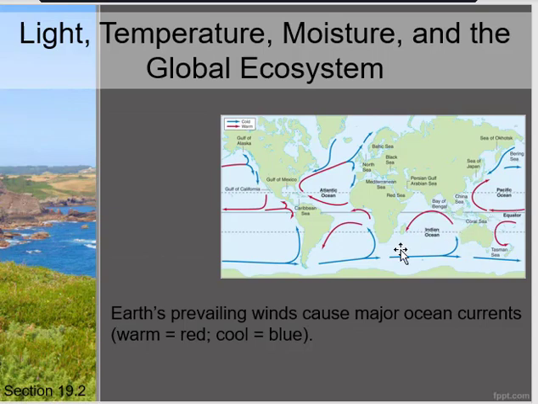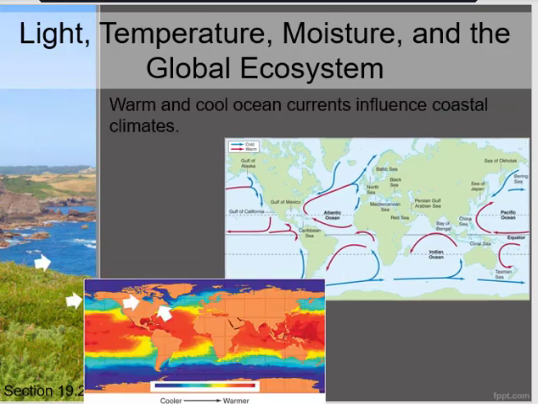So you can see water is constantly circulating away from the equator, and then as it moves towards the poles, it cools down and it comes back up, and then it gets warm again. So we've got these constant movements of water that have huge effects on the climates of the land masses.